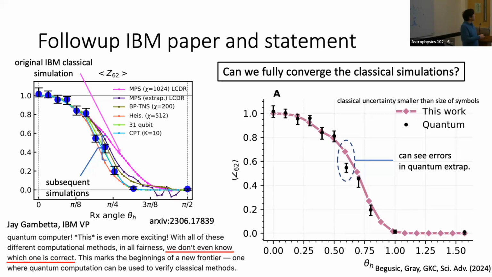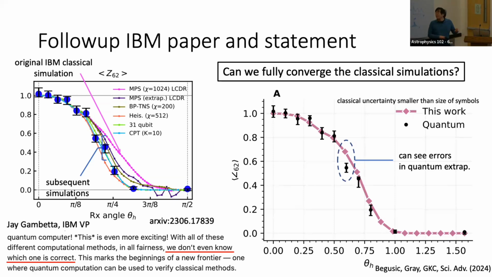Of course, in those early simulations, they all agreed; they were all within the experimental error bar of the quantum experiment. And I have lots of friends at IBM, so it's not hard. But essentially, what they said is this is great because there are different classical results, and now the quantum computer can be used to distinguish which one is correct.